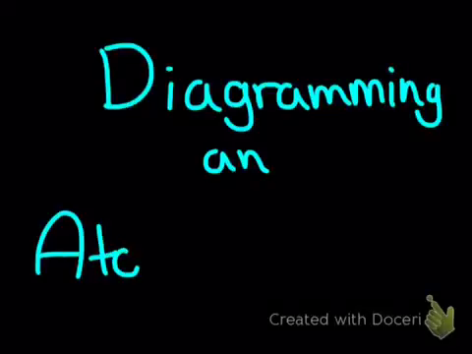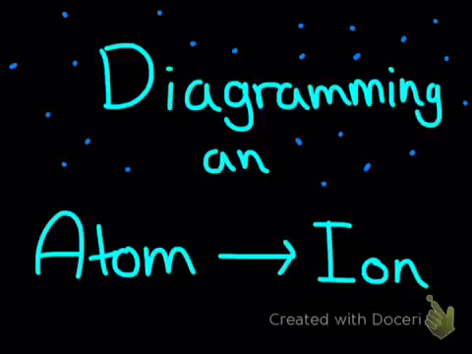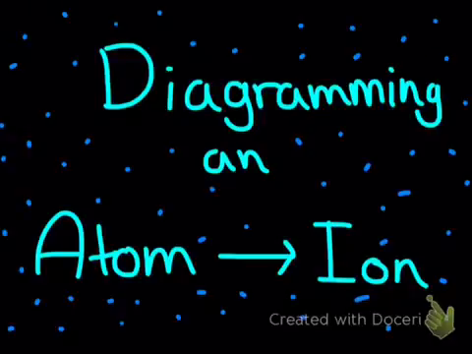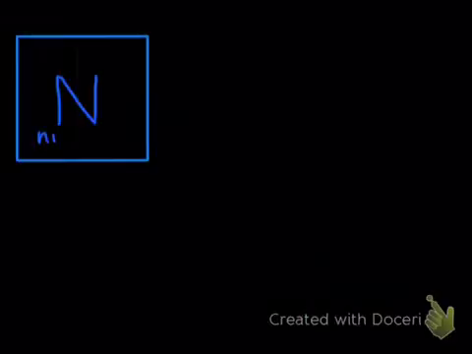So I'm going to show you how to diagram an atom into an ion. The first thing we're going to do is get our element, and we're going to diagram nitrogen. The atomic number for nitrogen is 7, and it has an atomic mass of about 14.